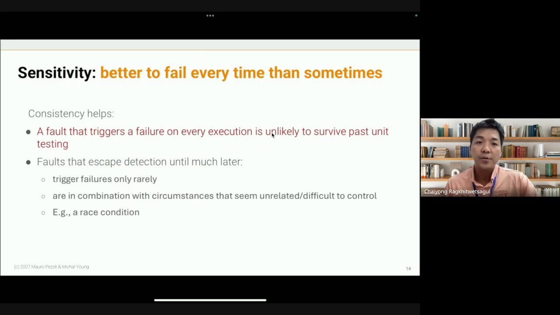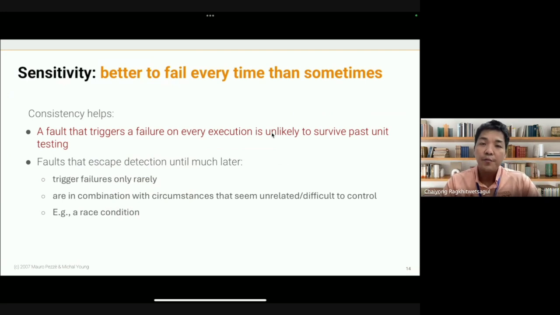The first one is called sensitivity. Sensitivity means it is better if the software fails every single time than sometimes. For example, if you can locate the actual cause of the software failure, you want that software to also fail every single time if you give that input and trigger the fault. It would be more difficult if the software doesn't fail every single time.